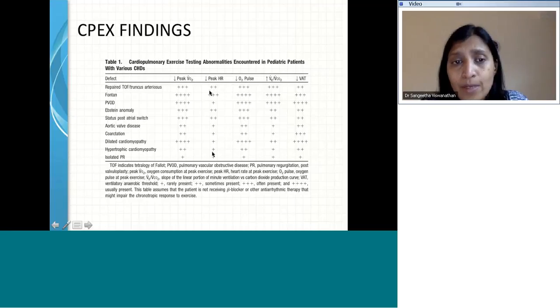Similarly, this looks at the chronotropic response. In most of these conditions there is an adequate heart rate response to exercise. This can sometimes be blunted. So chronotropic incompetence is sometimes seen in patients with Fontan circulation, and perhaps in patients who had a Mustard or Senning operation, like post-atrial switch. They may also have chronotropic incompetence. So in this fashion, various exercise parameters have been listed in this table in the various subgroups of patients with congenital heart disease.